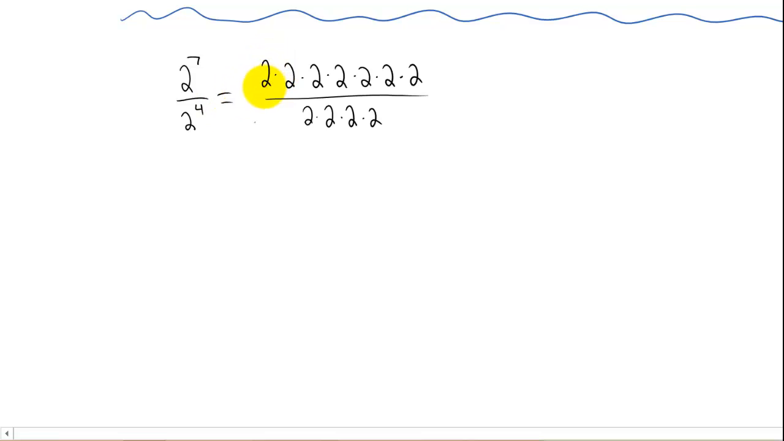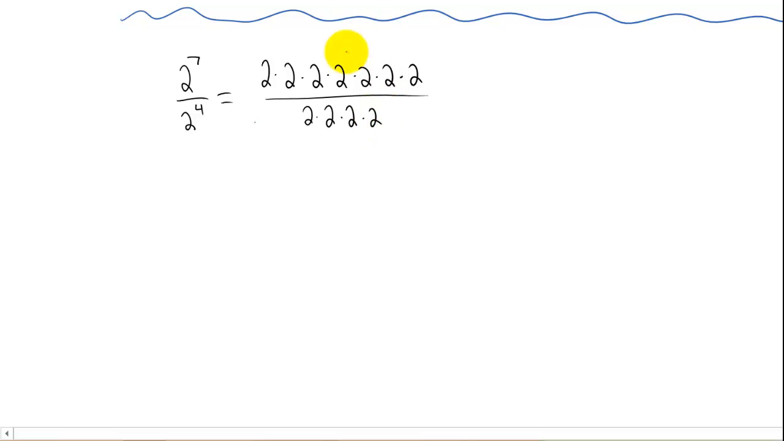Let's say we have a situation like this. Let's say we have 2 to the 7th power divided by 2 to the 4th power. Let's write out what that is. Alright, we have 2 multiplied by itself 7 times up here in the numerator, and we have 2 multiplied by itself 4 times in the denominator.